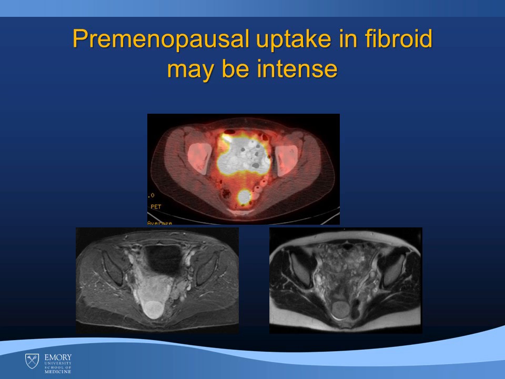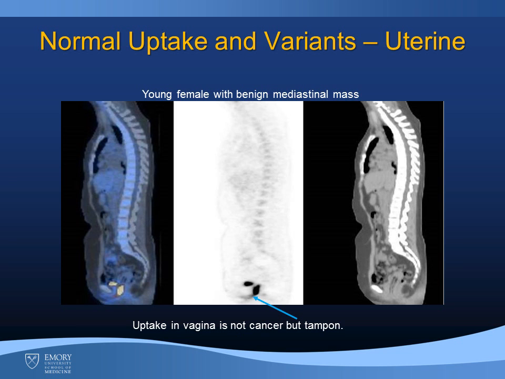In premenopausal patients under hormonal control, there may be intense activity in fibroids. If there is any question, correlate with ultrasound or get an MR. If we see this pattern in a postmenopausal patient, this should be further evaluated for cancer.